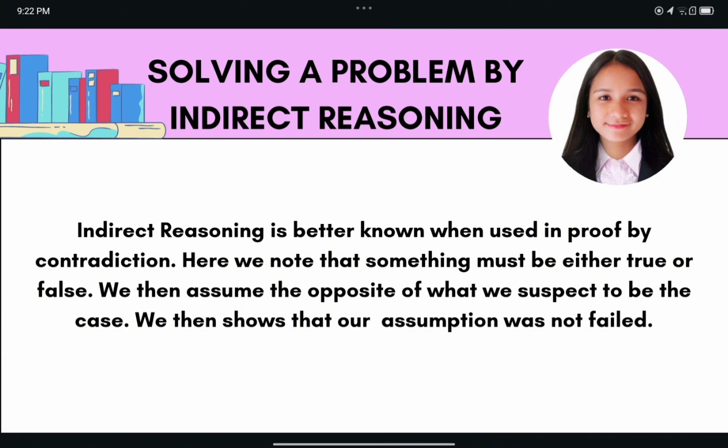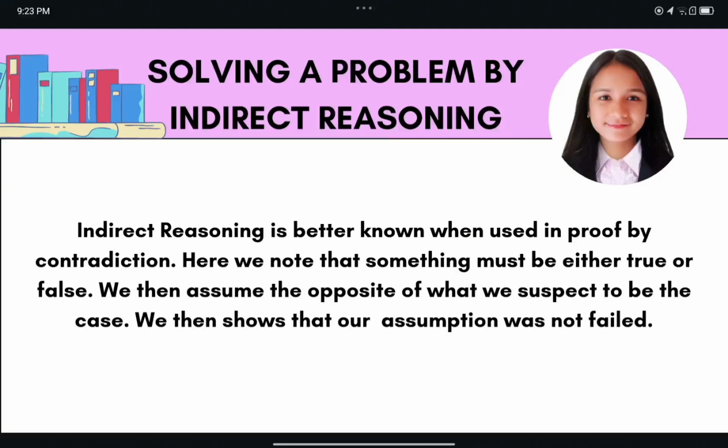I am the one who will discuss what is indirect reasoning and how do we use indirect reasoning. First, we need to know what is indirect reasoning. Indirect reasoning is better known when used in proof by contradiction. Here we note that something must be either true or false. We then assume the opposite of what we suspect to be the case. We then show that our assumption was not failed. So here we need to make sure that our assumption was not failed, and we are going to make a contradiction in the statement.